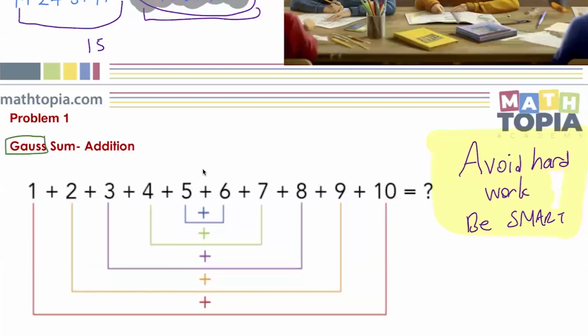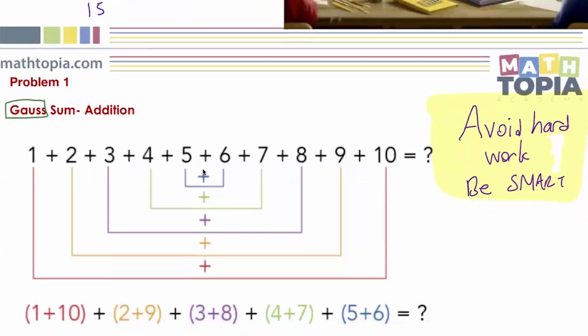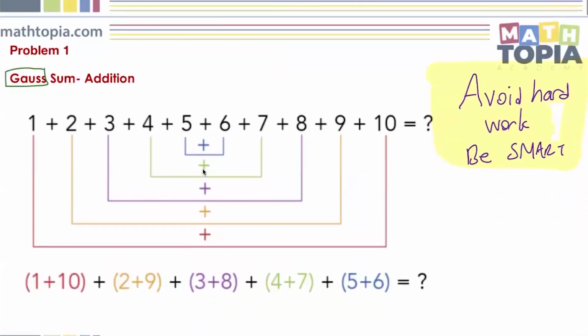Good. They have the same sum, right? What is 1 plus 10? 11. What is 2 plus 9? 11. 3 plus 8? 11. And 4 plus 7? 11. And then finally the blue one, it's also 11. Well, that's a good starting, right?